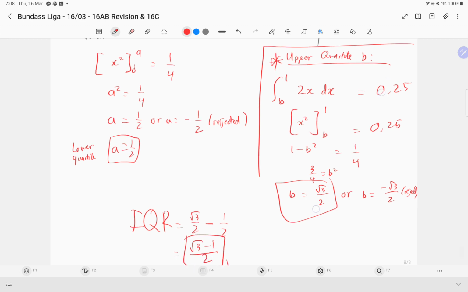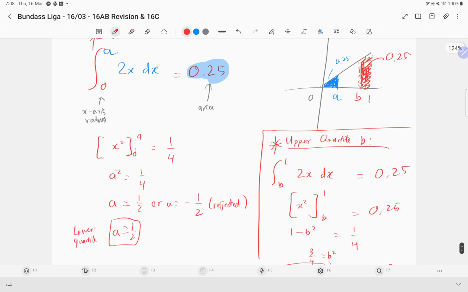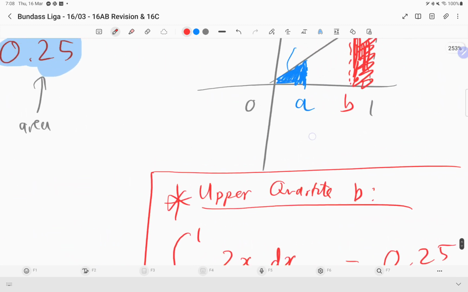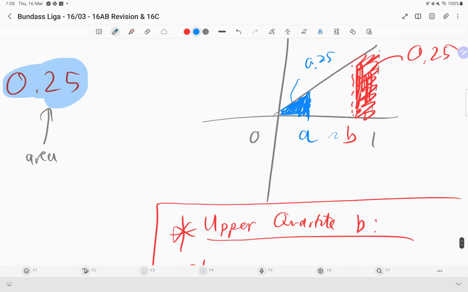When you said, isn't it 1 minus A? Actually, no, it doesn't really mean anything. The interquartile range is basically asking, what's the range between these two values, A and B? Not A and 1, but between A and B. Does that make sense?